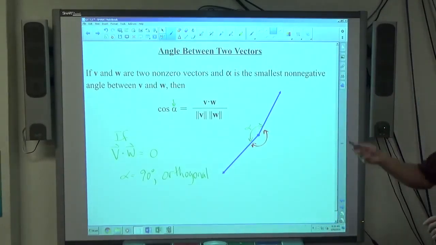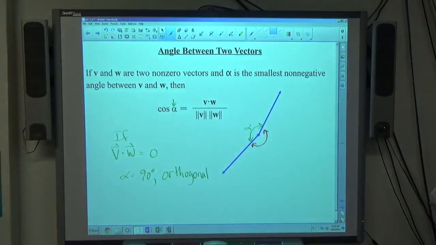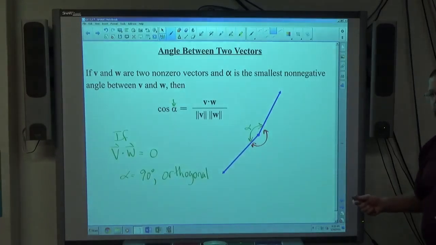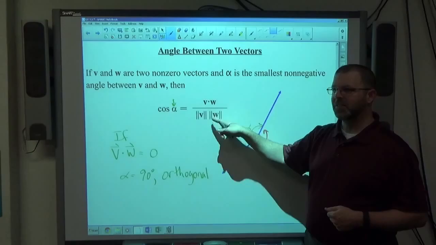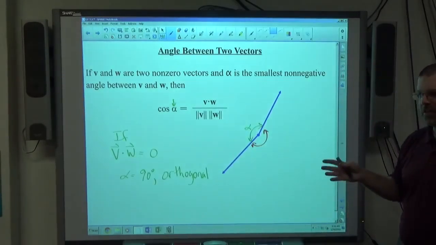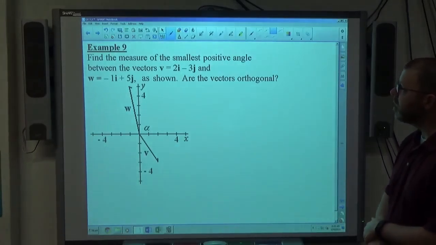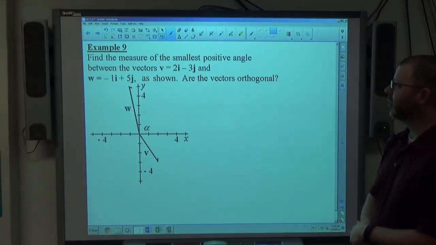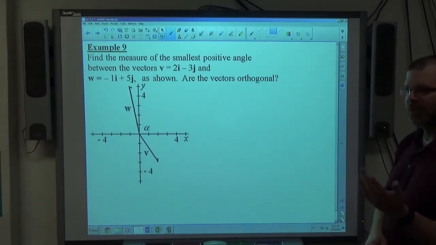But again, the formula: dot product on top, product of the magnitudes on the bottom, and cosine of alpha equals that, then we simply inverse cosine that number, and we get our answer. And v dot w is always going to be smaller than this, so we're not going to get undefined on these. So there's always an answer. So, try it out. Find the measure of the smallest positive angle between the vectors v and w as shown. Are the vectors orthogonal? There's that orthogonal question.